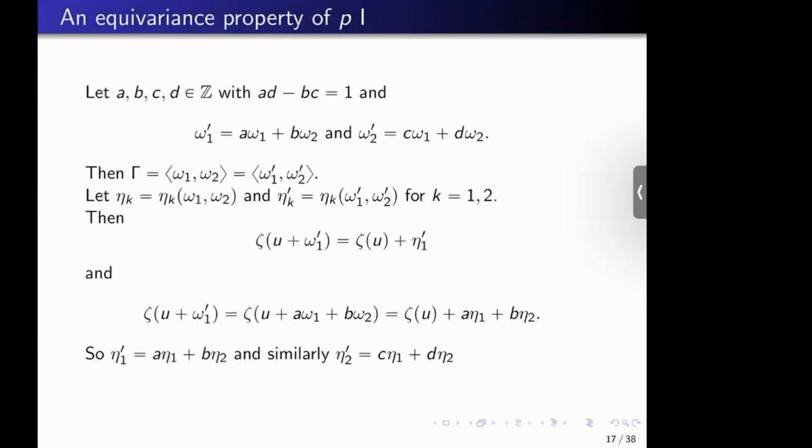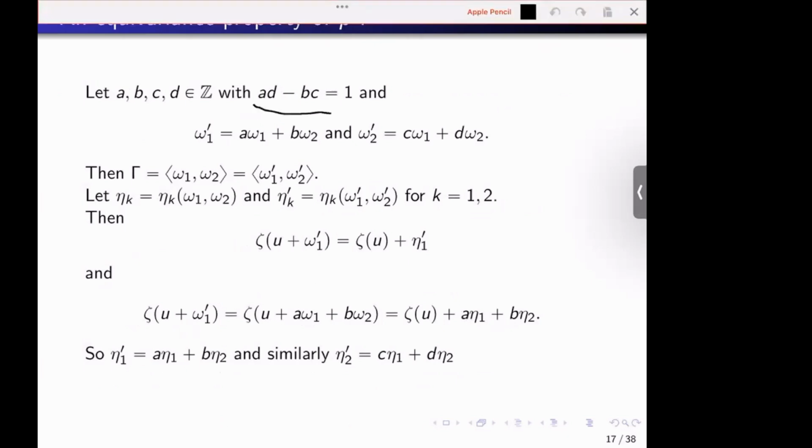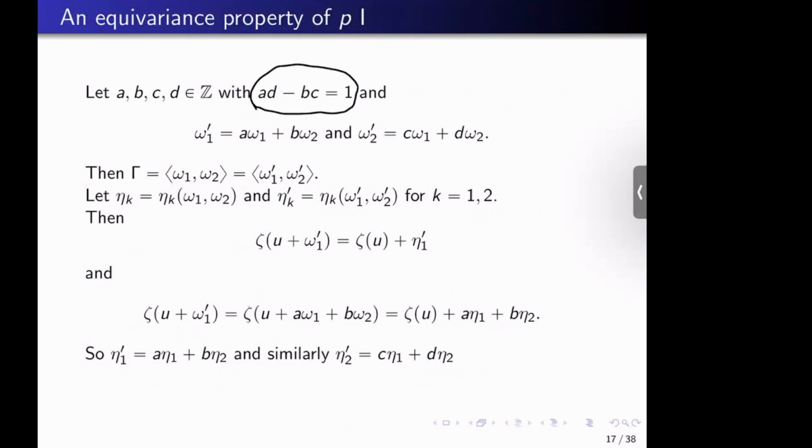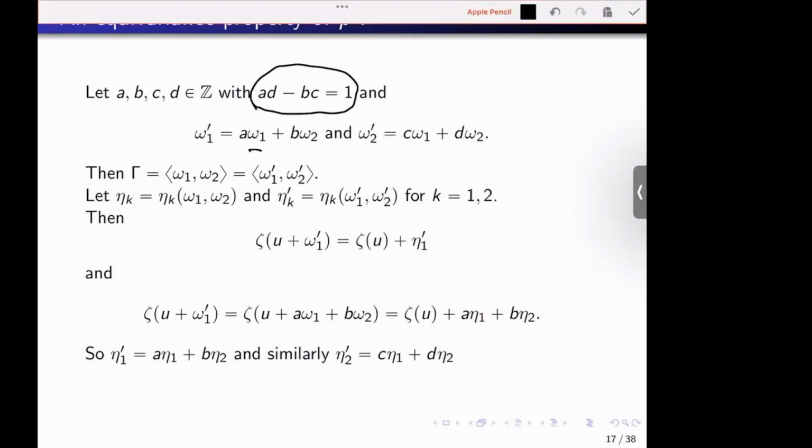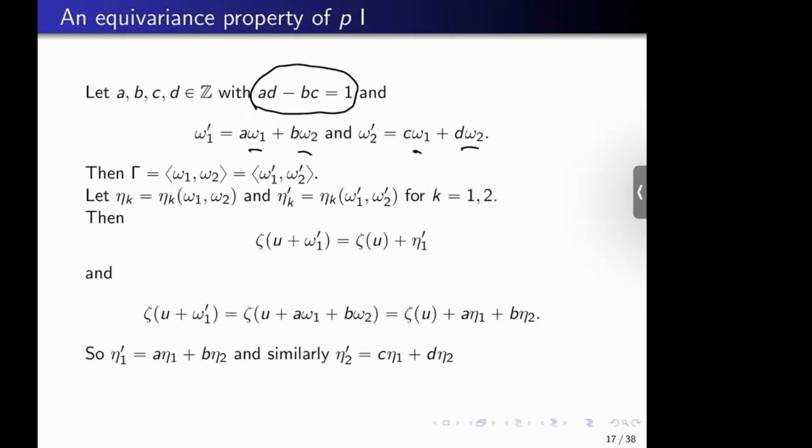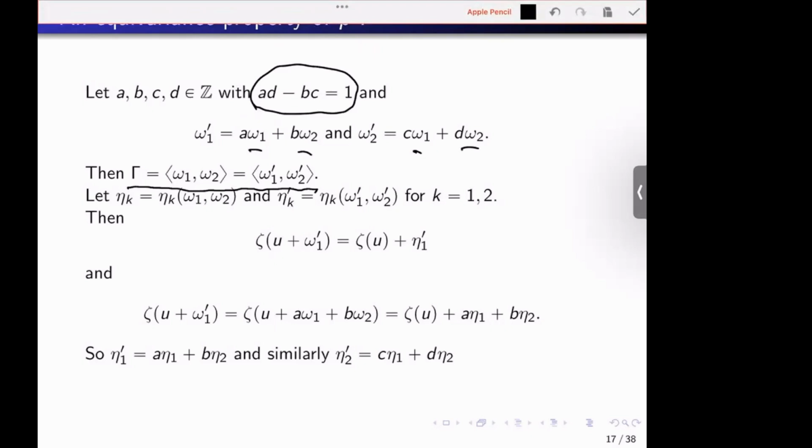Before I get to this, I have to point out an important property of my function P. Namely, it has a certain equivariance property. Namely, let me take integers that satisfy this determinant relation. In other words, A, B, C, D can be thought of as the coefficients of a matrix in SL2Z. And let me change my lattice generators by the corresponding transformation that I get out of this matrix. Well, as you probably all know, if you apply this transformation to the generators of the lattice, then the lattice actually will not change, right? So in other words, the zeta function that I get will not change.